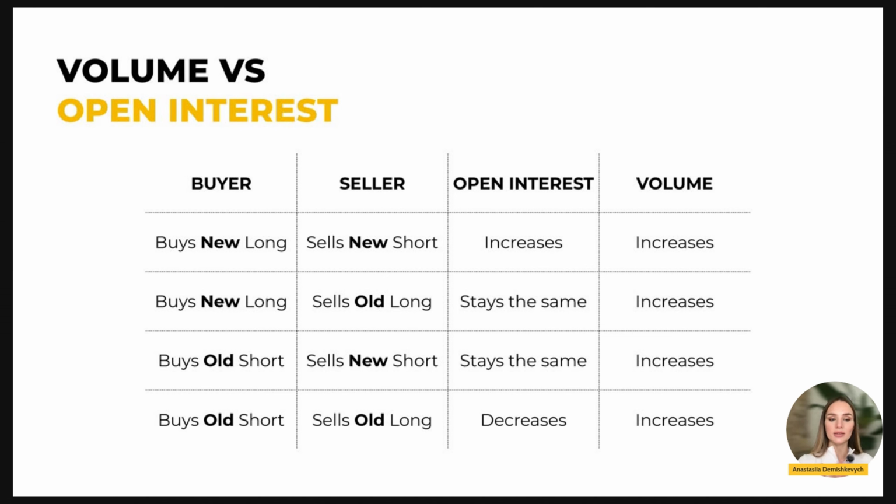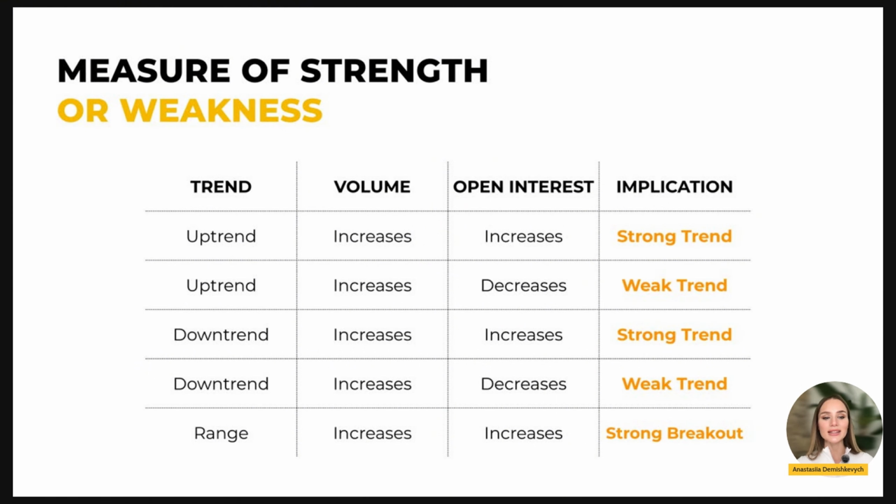However, if buyer enters new long positions, while seller closes his old position, volume will increase, but open interest will stay the same. The same will happen if buyer exits the old trade while seller opens a new one. This increases the volume while not affecting the open interest. I bet some of you are thinking like, why are we even talking about that? Well, for example, because understanding the correlation between open interest and volume can help you to anticipate the trend continuation or trend shifts. This is how it works.